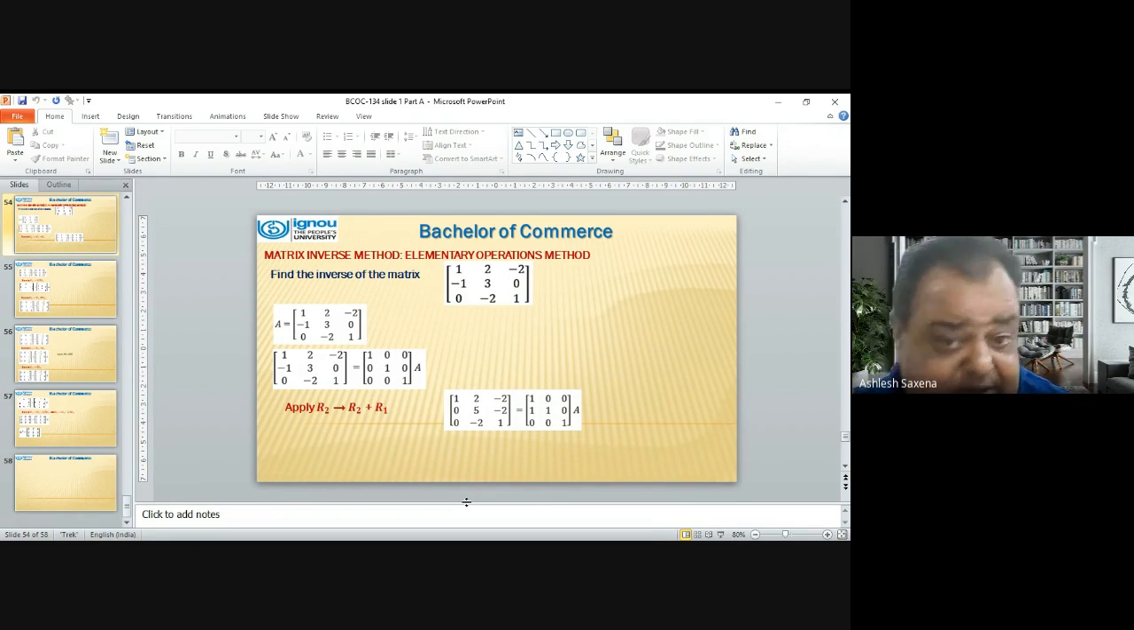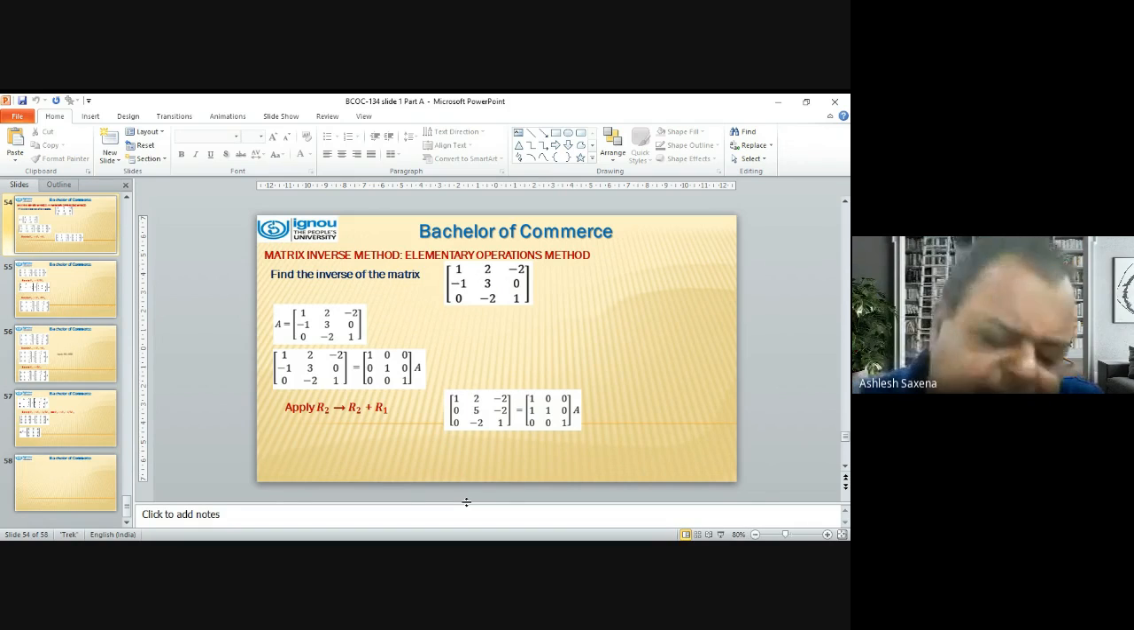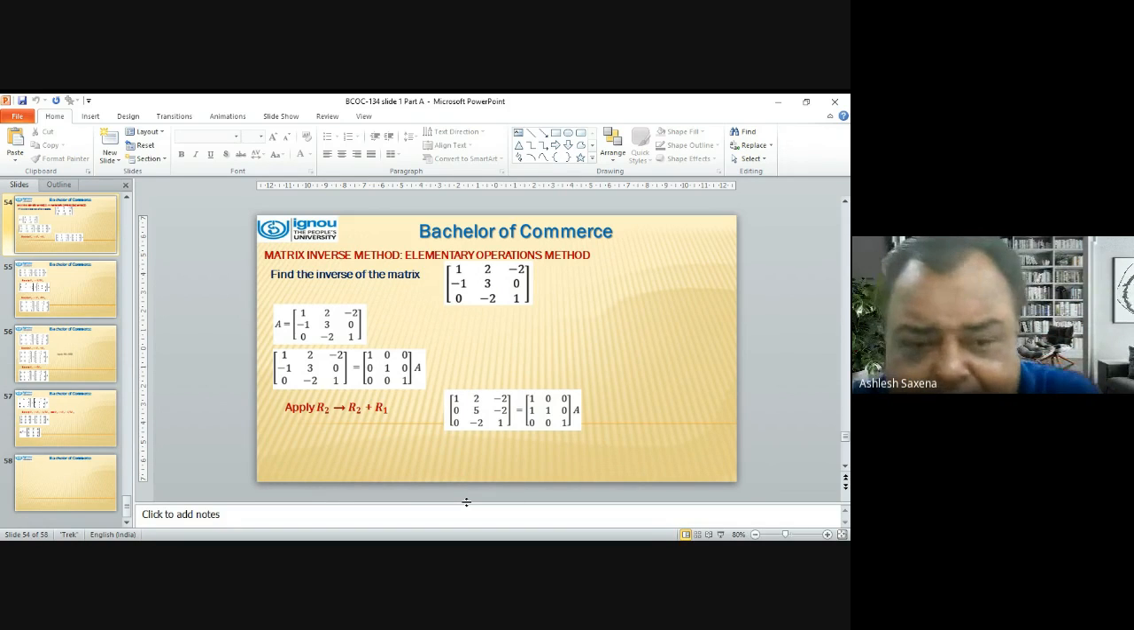This is again something which is very interesting to understand. What I'm going to do by the elementary operation method, or we can say row transformation, is use rows only. Keep one thing in mind, we will be using rows. That means we will be transforming rows by multiplying, adding, and subtracting. All the 3 things we will be doing.